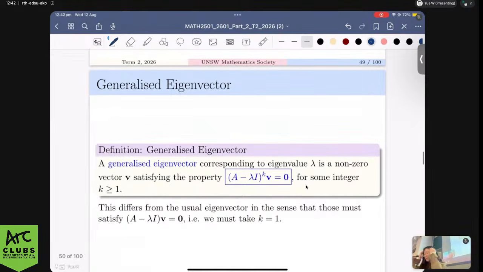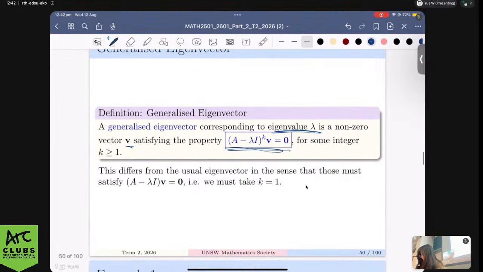Okay, so now moving on to generalized eigenvectors. We say that a generalized eigenvector corresponding to the eigenvalue lambda is some non-zero vector v satisfying this property here for some integer k greater than or equal to 1. And this differs from the usual eigenvector in the sense that those must satisfy these conditions here. So for example, we must take k to be equal to 1.